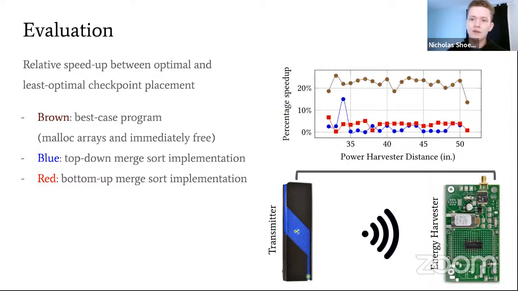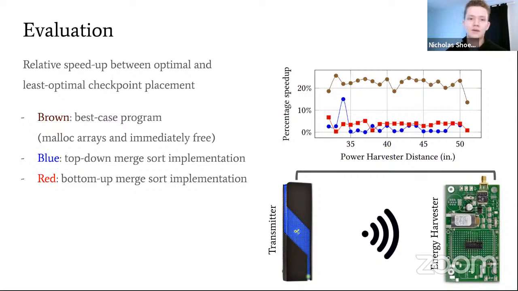So in this graph, we have on the x-axis the distance between our energy harvester and our transmitter, and then we were observing the percent speed up that we saw when we placed checkpoints efficiently, optimally, with regards to the memory usage of the heap. So what we actually saw, if we look at the blue and the red line, we'll see that we have 2 different versions of the merge sort algorithm. And we always saw at least a positive speed up. So this is very promising.